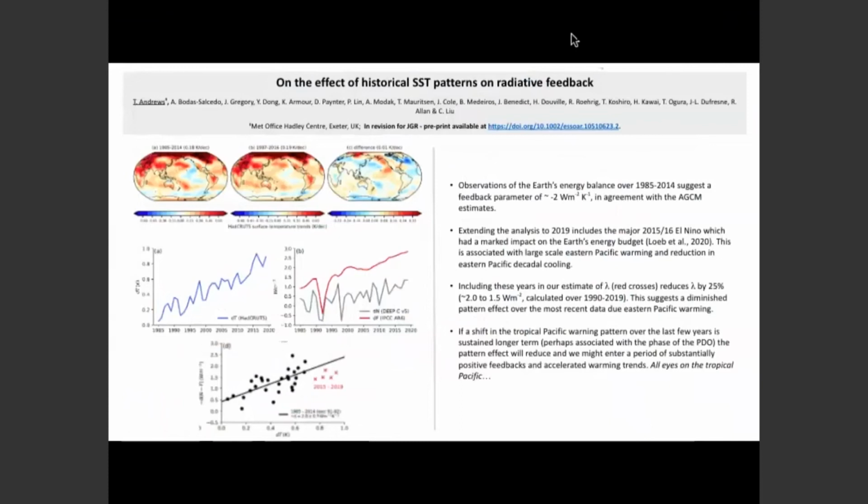Okay, thanks. I'm Tim Andrews at the Met Office. I just want to present a manuscript I have in review at JGR. I've made a preprint available, which I can share in the chat afterwards if you like. Actually, can you go back one slide? This is the second slide.